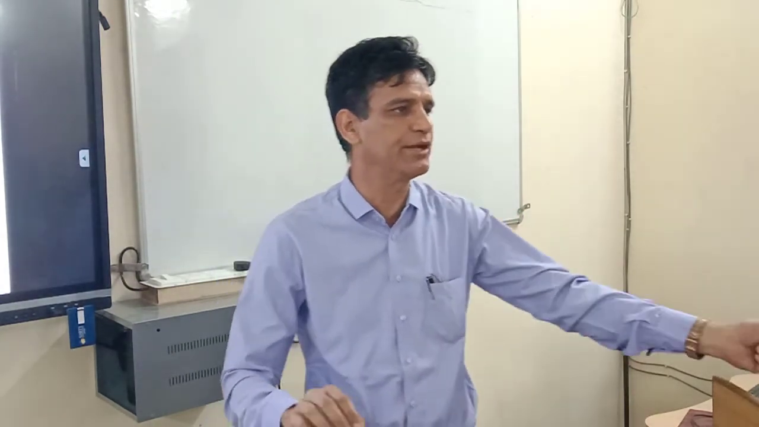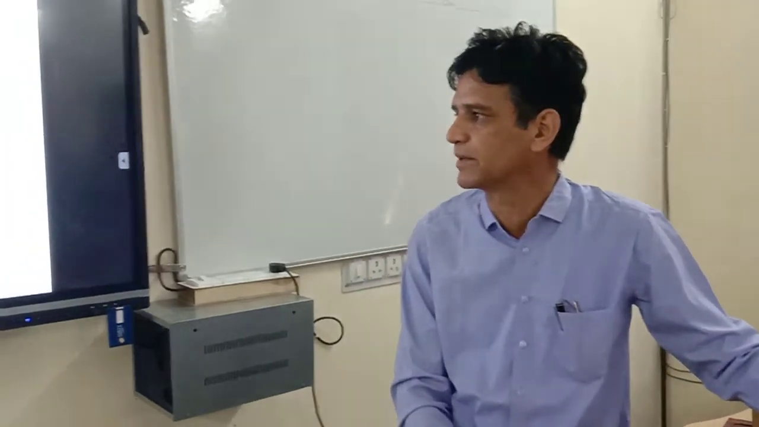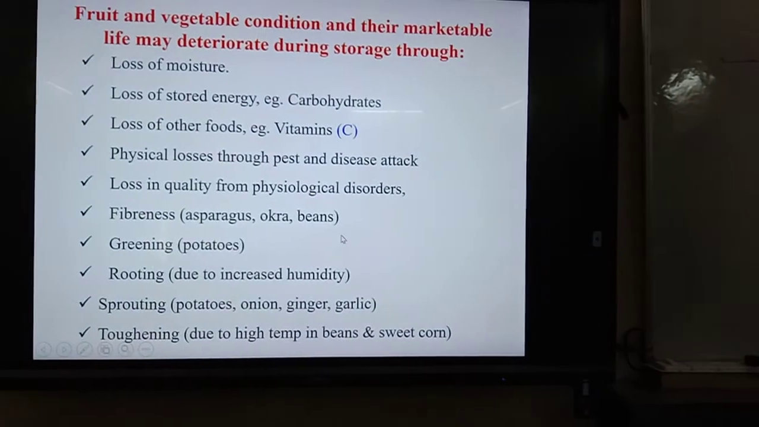Then loss in quality from physiological disorders. I will tell you what kind of physiological disorders may occur due to faulty storage practices. Then fiberness. If we are not harvesting the crop at the appropriate time, and we are using an in situ storage system, there may be chances of the development of fiberness in some crops, especially asparagus, okra and some beans.